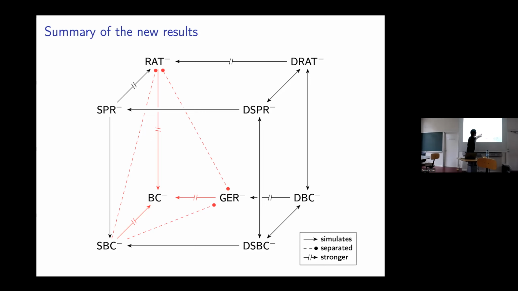And then I have one more thing for separation, because you can have separation without a system simulating another one. For instance, here these two systems are incomparable in the sense that neither simulates the other one, but there is a sequence of formulas such that it has short proofs here but long proofs here, and then there's another sequence of formulas such that it has short proofs here but long proofs there. So the strength of these is incomparable with respect to simulation.